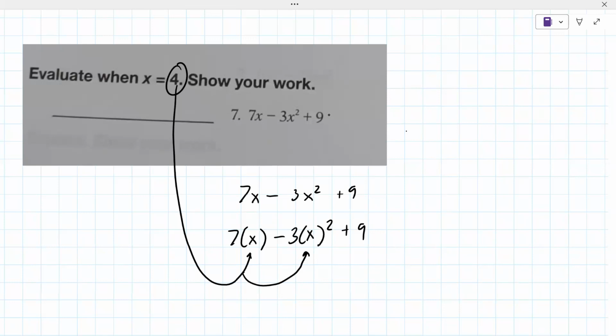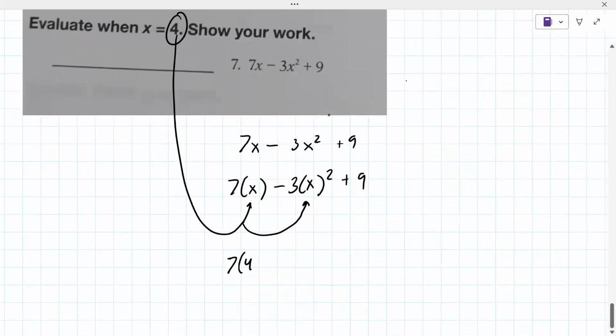I'm going to get all of this written down. Where was 9? And 4. So it would be 7 times 4 minus 3 times 4 squared plus 9. All right, everything written down.